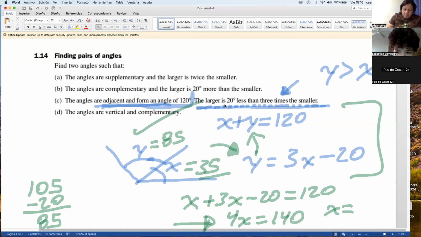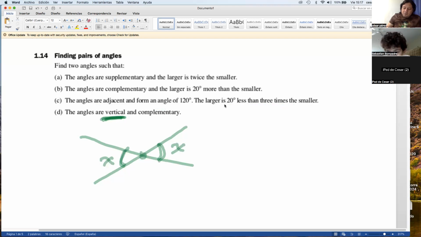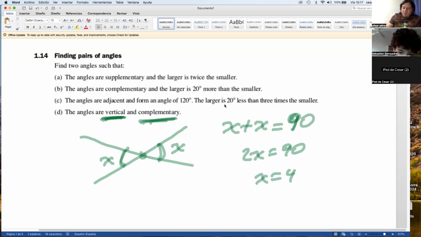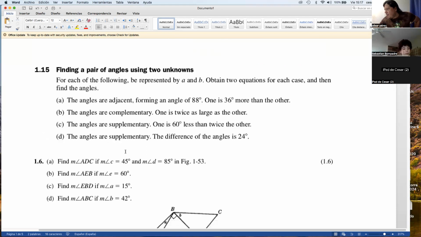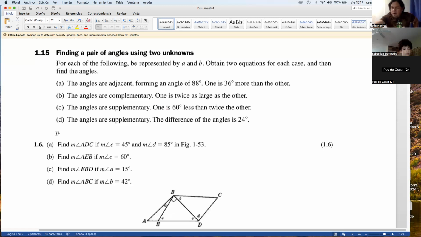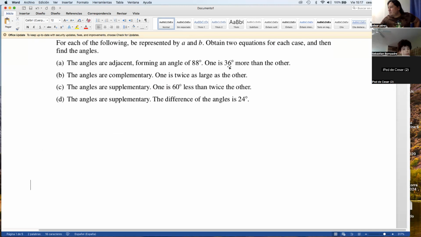We're only checking. Okay. And the last one here, it says that the angles are vertical. I think that this is opposite by the vertex and complementary. So this plus x will be 90 degrees because complementary, it's 90. So 2x will be 90 and x will be 45. Okay. Well, let's try some measures. In each case, we need to find an equation and we need to find every angle. Okay.